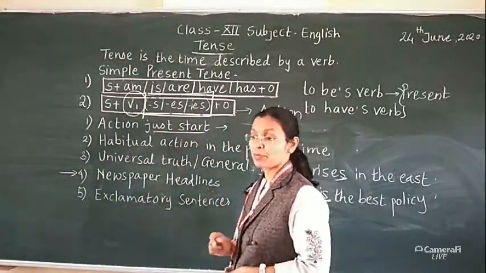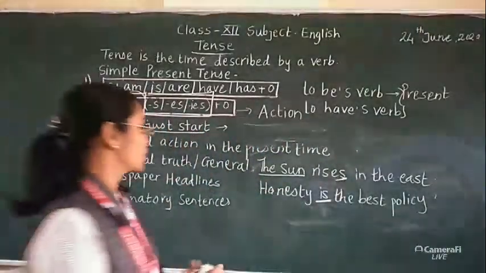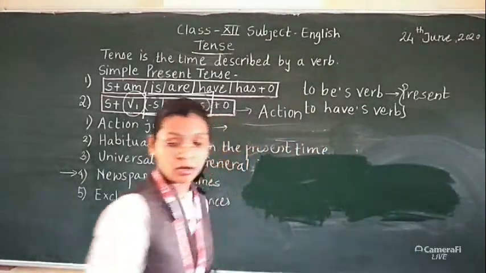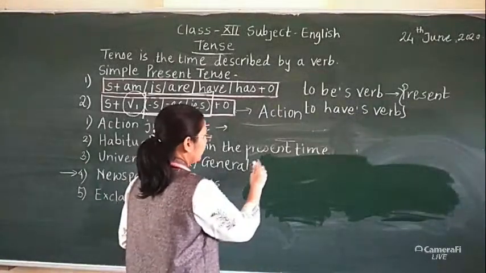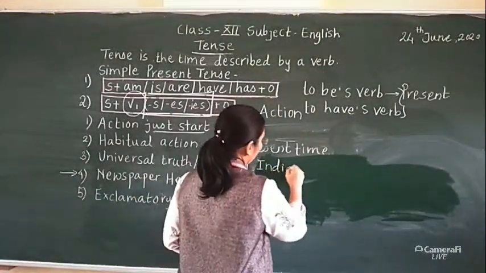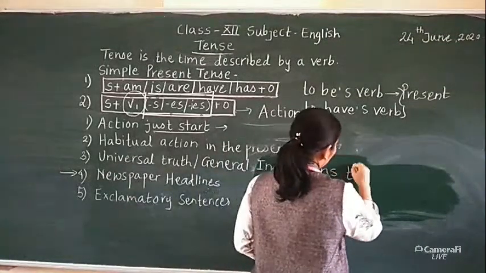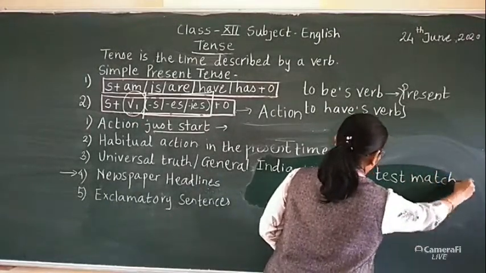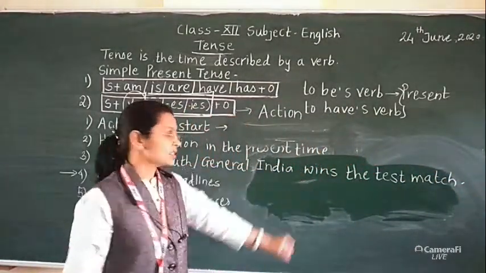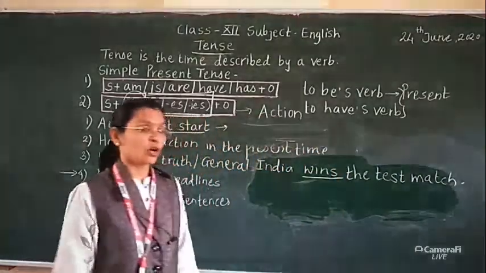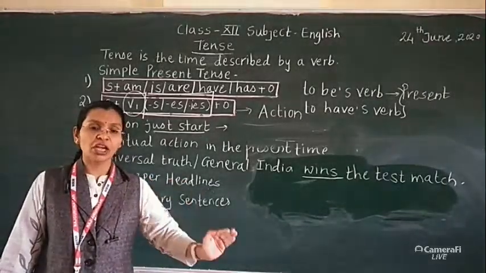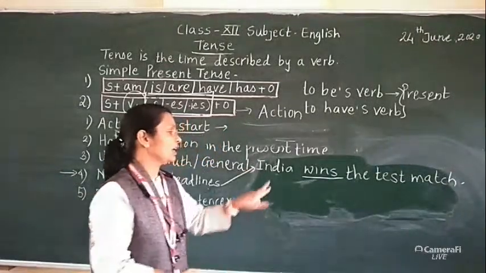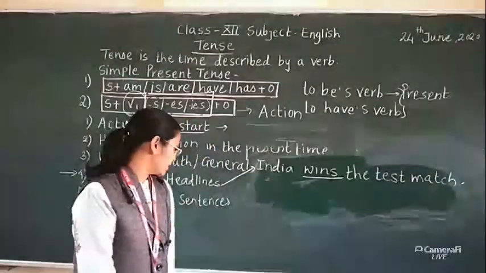So if there is a newspaper headline, we always use simple present tense. Okay? For example, here I write, India wins the test match. So what do I use here? India wins the test match. So wins. Okay. So test match. The match is already over, but still in a newspaper headline we use the simple present tense.